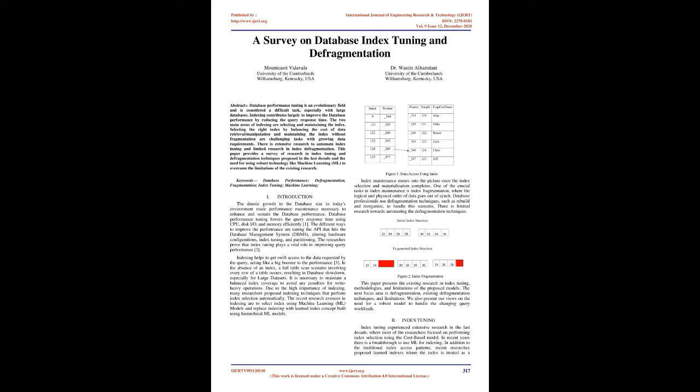The two main areas of indexing are selecting and maintaining the index. Selecting the right index by balancing the cost of data retrieval/manipulation, and maintaining the index without fragmentation, are challenging tasks with growing data requirements. There is extensive research to automate index tuning and limited research in index defragmentation.